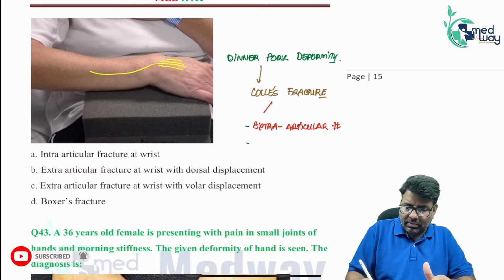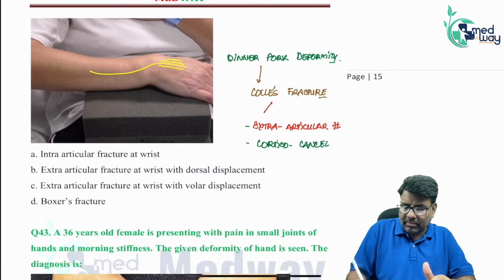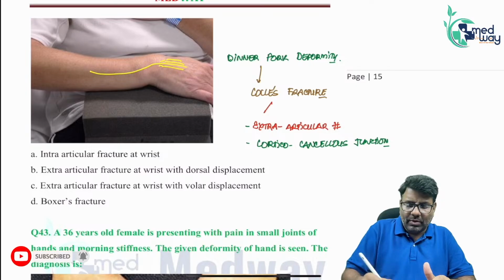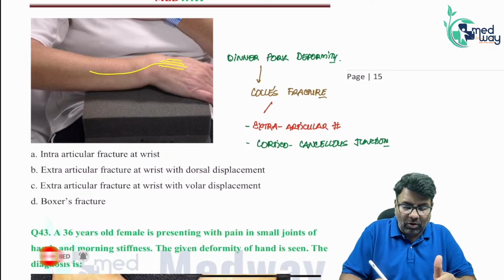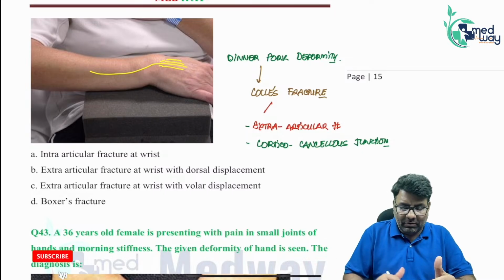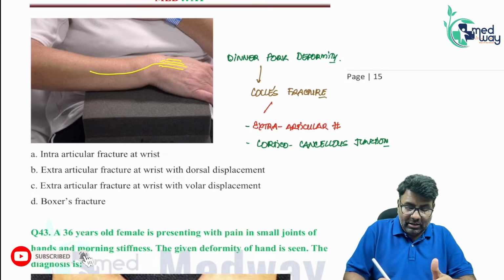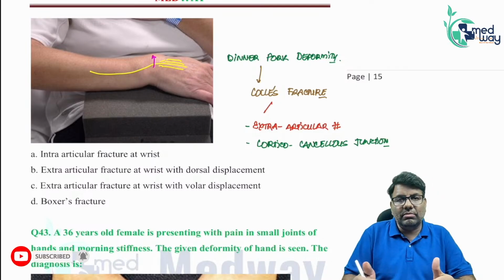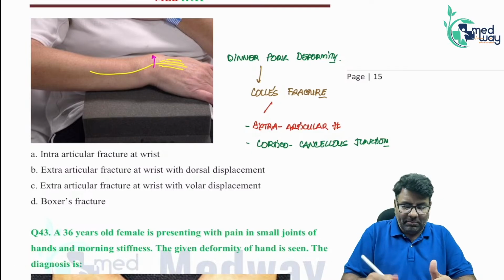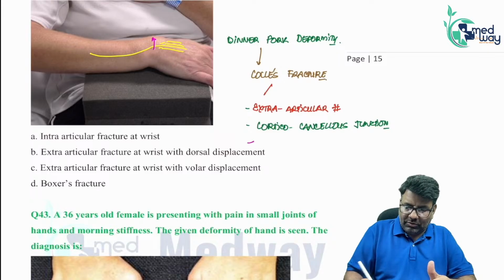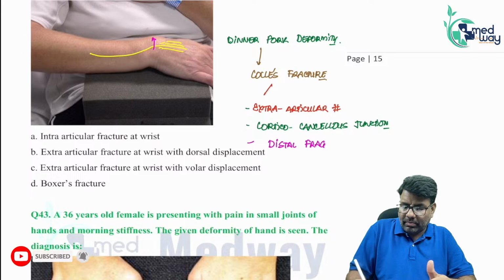Then the second point is the corticocancellous junction. And third, what is very specific for defining the displacement which is responsible for this deformity is that the distal fragment has displaced dorsally, meaning posteriorly. That is very important. The distal fragment has displaced.